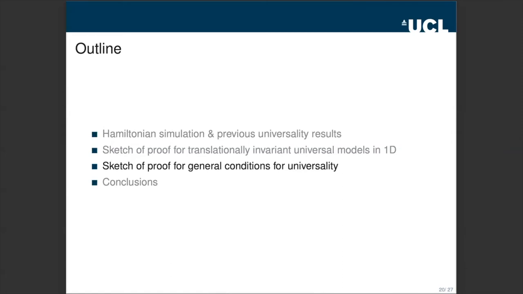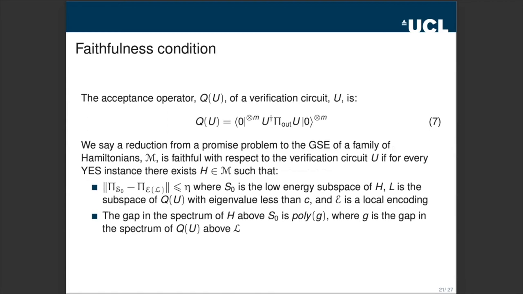So hopefully that's given you some intuition for how these history state simulation techniques work, and also outlined our two new universal models. In the last few minutes of the talk, I want to give a sketch of our proof for general conditions for universality. We wanted these conditions to be completely general. We don't want statements which only hold for history state constructions. So we're going to move on to talk about our derivation of general conditions and move away from talking about history states. First, I want to spend a little bit of time talking about the faithfulness condition.